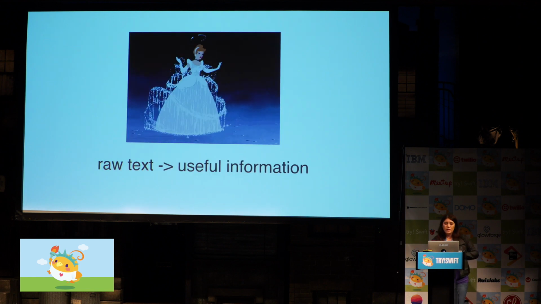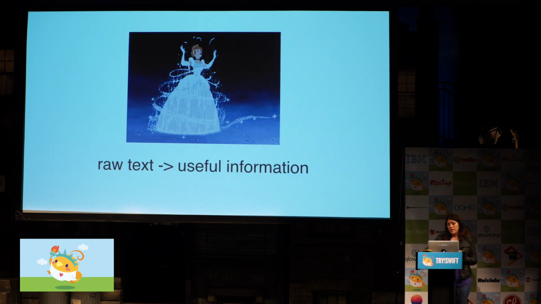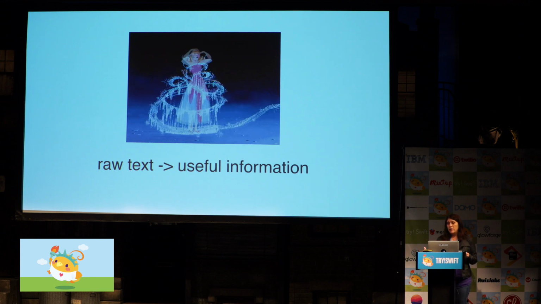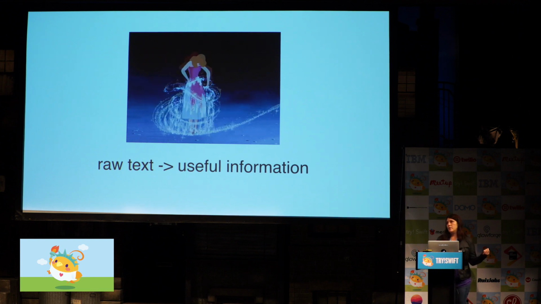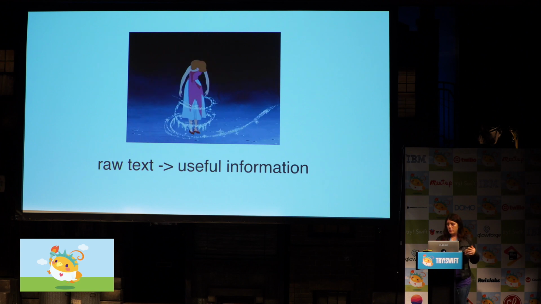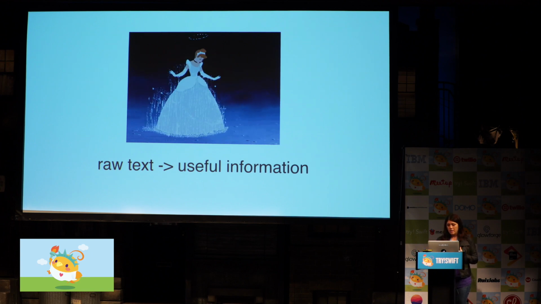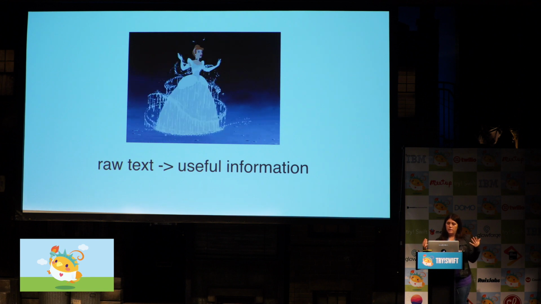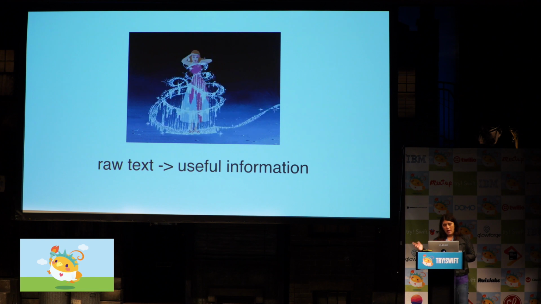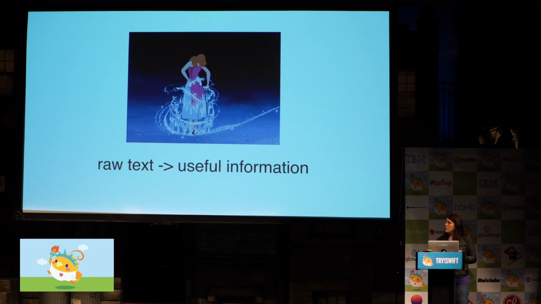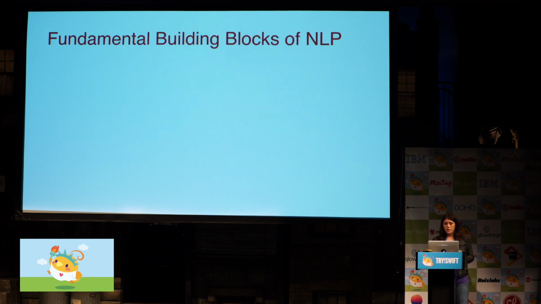So what we want to do now that we have the raw text is convert it into useful information that we can then use to improve the experience between our user and the device, or between two devices. And what's happening in the middle there is not actual Cinderella magic, but natural language processing. But let's go back a step and try to understand what we mean by useful information. To do that, we're going to have to look at the fundamental building blocks of natural language processing.